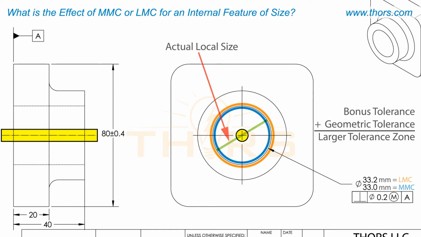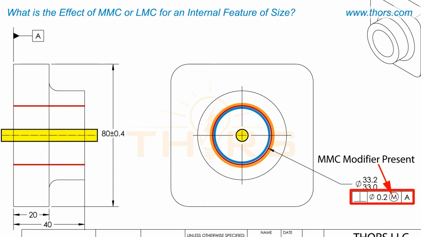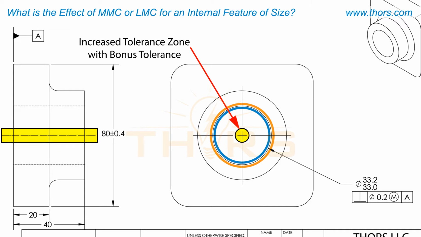Using the same part as demonstrated in the effect of RFS example, the feature control frame attached to the inside diameter of the hole now has the maximum material condition modifier symbol called out after the geometric tolerance. With this MMC modifier specified, the geometric characteristic is now allowed to have an increased geometric tolerance when the part is manufactured to a size other than its MMC limit.